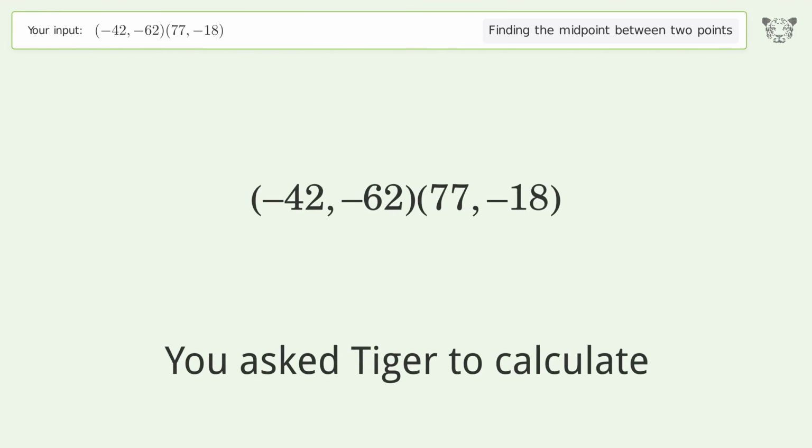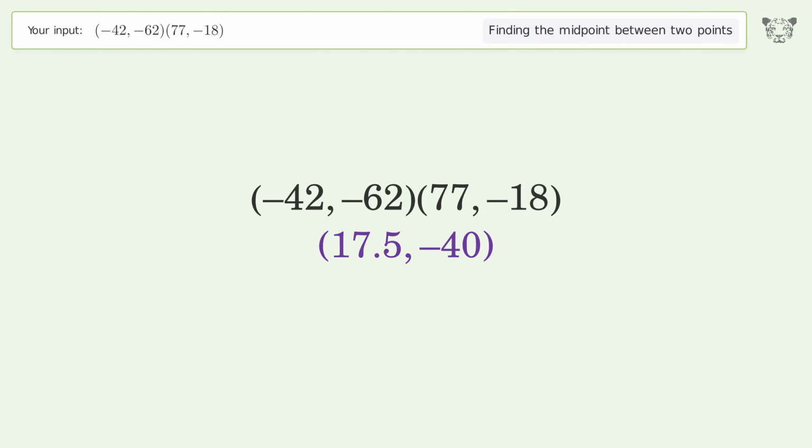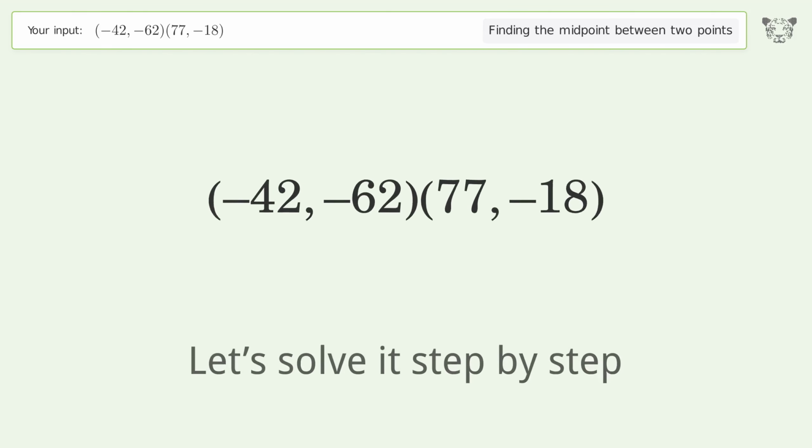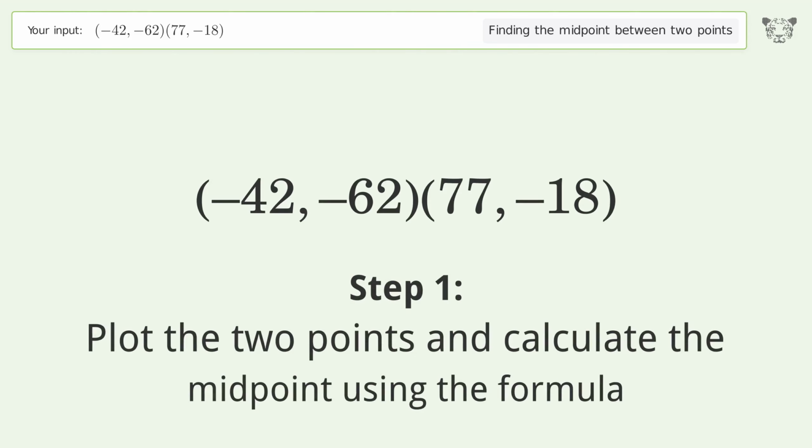You ask Tiger to calculate. This deals with finding the midpoint between 2 points. The midpoint between the 2 points is 17.5, -40. Let's solve it step by step. Plot the 2 points and calculate the midpoint using the formula.